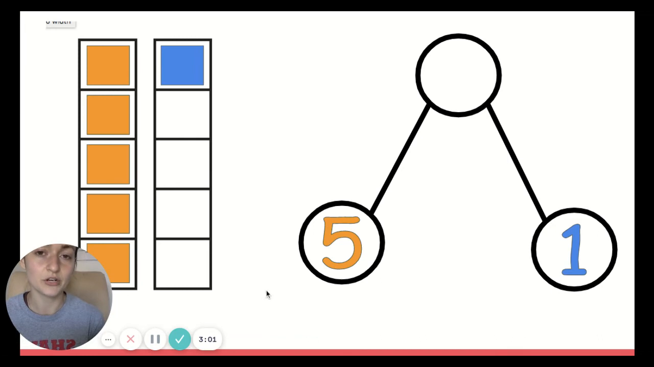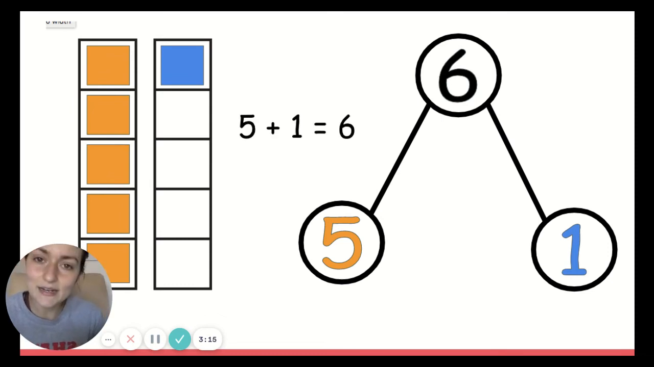And now we just have to put those together to create our whole. Our 5 was our first part. Our 1 was our second part. We have part, part. We need to know our whole. What is it all together? And we counted that. We know that 5 and 1 more is 6. We can also write it as a number sentence. 5, and if you add 1 more, is 6. So 5 and 1 is 6. Part, part, whole. Part, part, whole is all together.